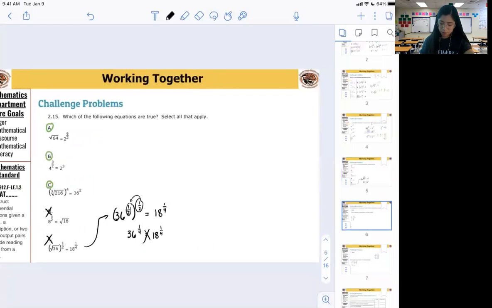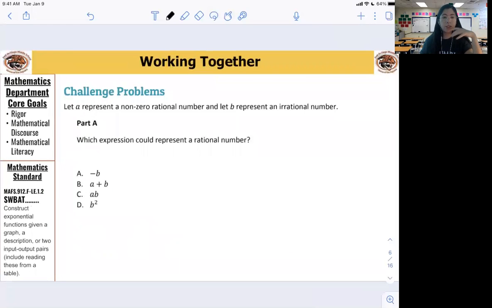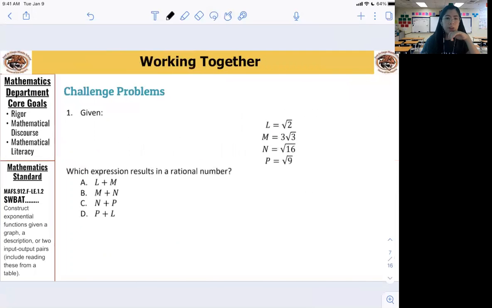Now I'm going to quickly do just 2 quick problems about rational and irrational numbers. So here's the first one. Actually, no, I want to do this one. This one's a little bit better. So they're showing us what each of those variables is. And I want you guys to tell me if this is a rational number or an irrational number. So for L, the square root of 2, is that rational or irrational? Irrational. Good.